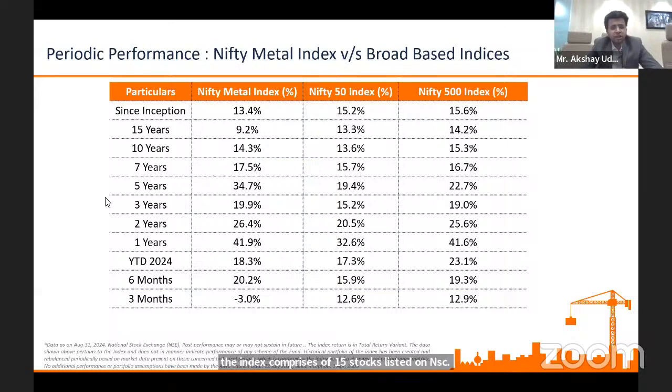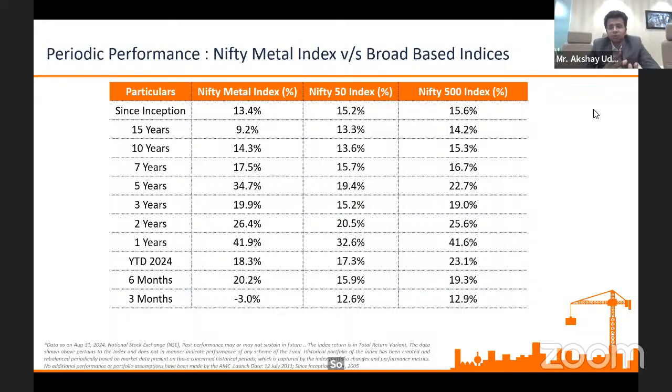If we talk about the performance of the metal sector, we have compared it with the broad based indices. So since inception, that's since 2005, metal has generated a return of 13.4% compared to 15.2% of Nifty 50 and 15.6% of Nifty 500 index. In the last 1 year, the index has generated close to 42% return, and YTD as of August ending, it has generated 18% return. So, there's one key thing that needs to be noted here.